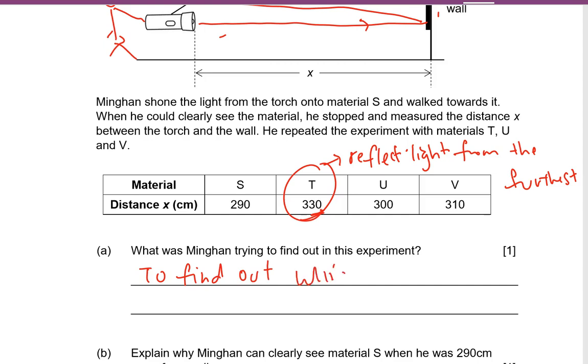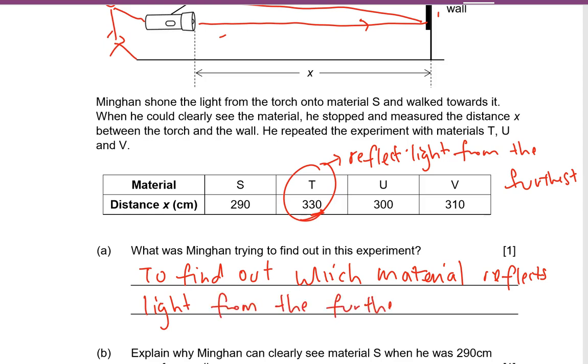Okay, because there were 4, right? He tested with 4. So he was trying to find out which material can reflect light from the furthest distance. Alright, because he used the results, the distance. So I think he will want to use some of the conclusion based on the distance. So the word distance must be there. Alright, and of course reflects, because we're talking about reflection, light and shadow, we talk about reflections. Okay, so these two keywords must be inside the answer.